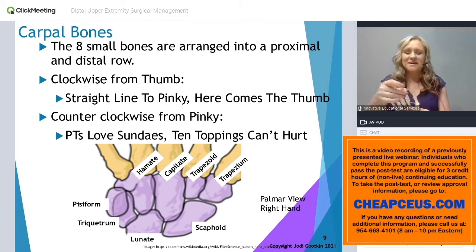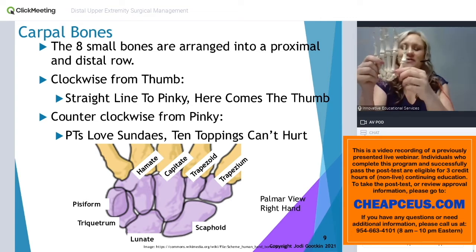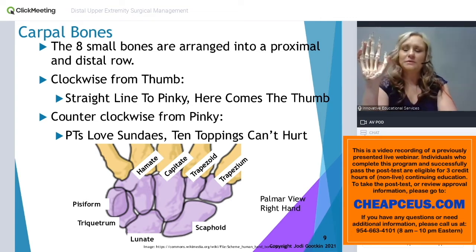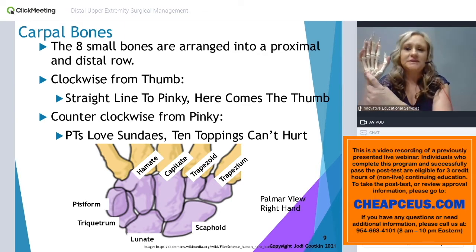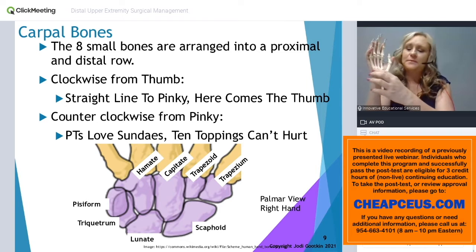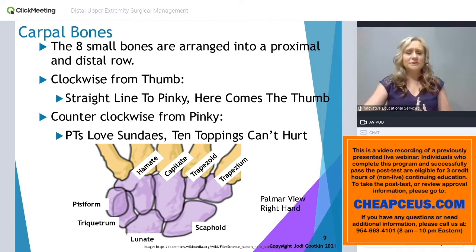I always have a nice chuckle with this, going back to my college days, all those mnemonics we all made up to get through. Mine for the hands, looking at the carpal bones, is going counterclockwise, starting at the proximal row on the pinky side. So I am PTs love Sundays, 10 toppings can't hurt. I was clearly hungry. So we have our pisiform, triquetrum, lunate, and scaphoid, making that proximal row of carpals, and then the trapezium, trapezoid, capitate, and hamate, making that distal row of carpals.